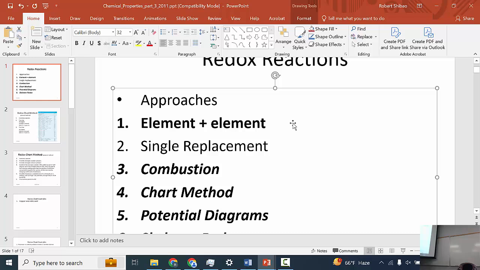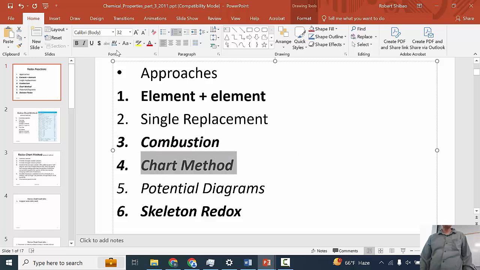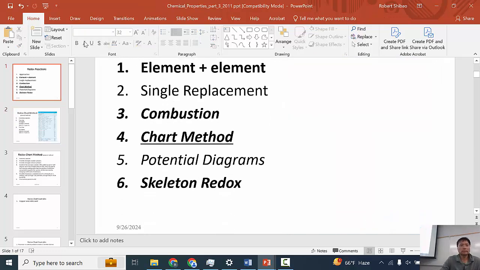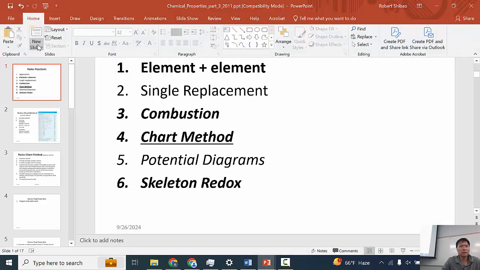Then we have combustion reactions. Combustion, and then there are more advanced methods. Chart method, potential diagrams. Finally, the skeleton redox. We're not really going to do potential diagrams. And so we're going to look at these methods in bold. And this is going to be the most important method here, the chart method. I'm going to look at that. And so let me talk briefly about the other ones first.